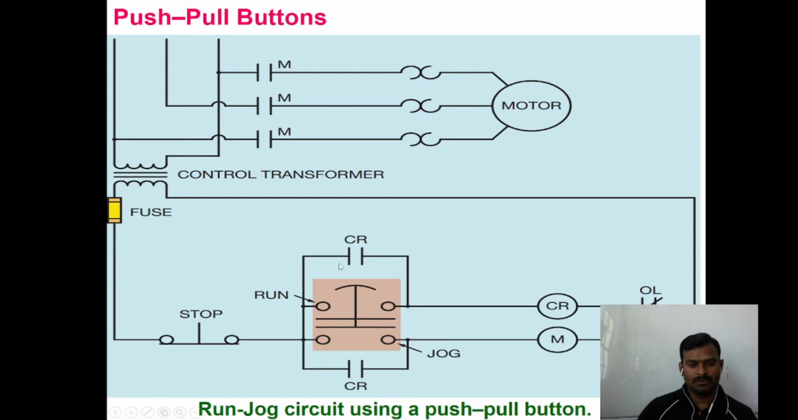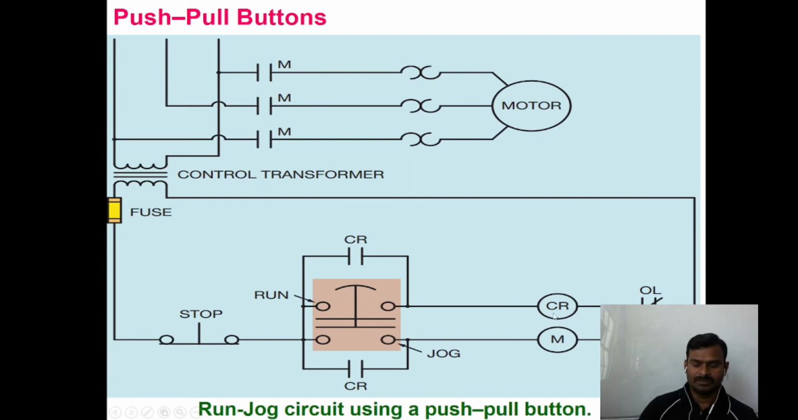If you pull up the switch, the contact will close here. Because this contact is getting closed, the control relay is going to get energized. When it is energized, it is going to latch through auxiliary contacts here. So this CR contact will close, and also this CR contact will close here. Even if you release from here, because of this latching, the control relay is going to continuously get the power.